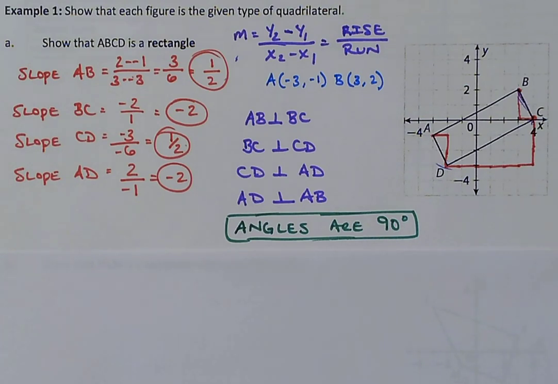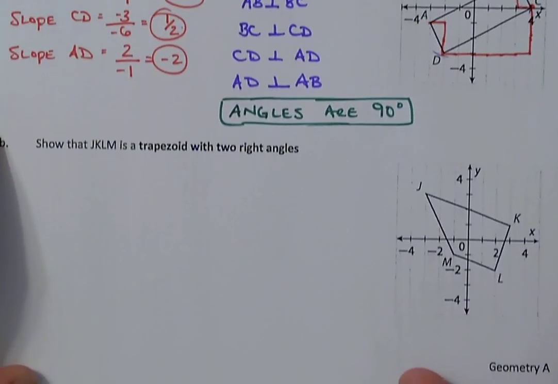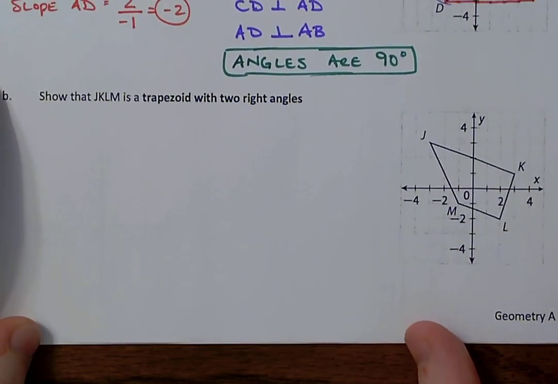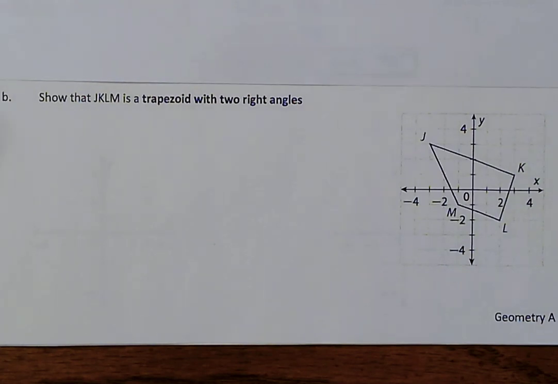Next, we're going to take a look at B, which is going to give us a trapezoid for JKLM, and we have to go through and prove that this trapezoid has 2 right angles. So that is our focus for part B.